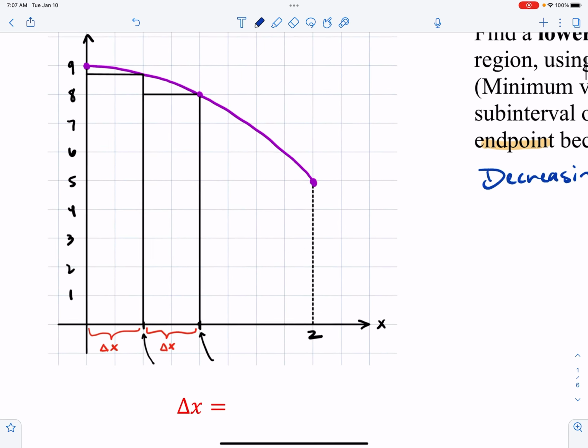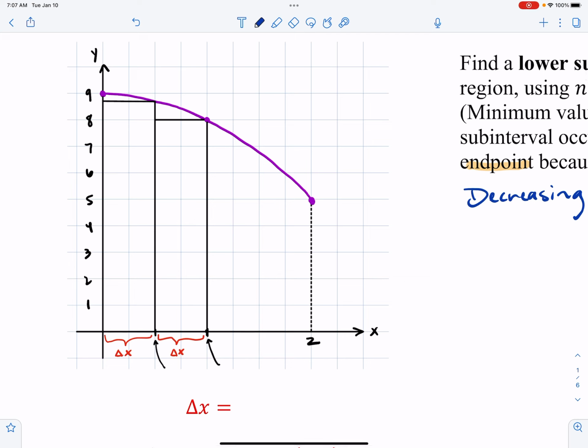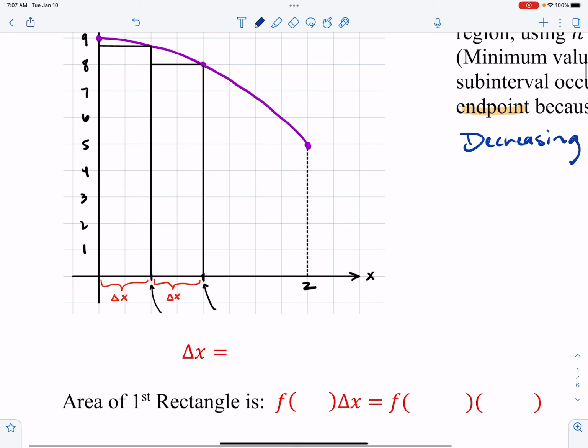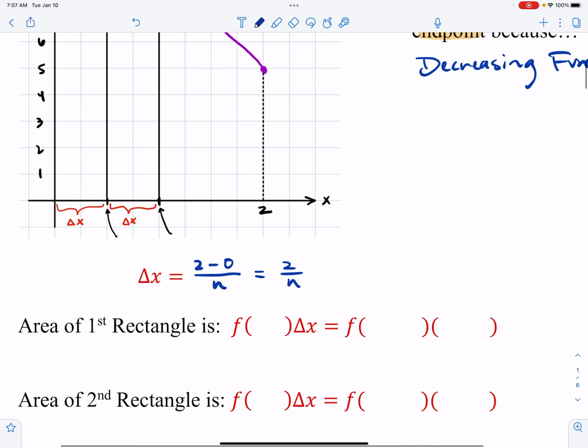Okay, so in this picture here, I have labeled our delta x's, and it's over the interval from 0 to 2. So delta x will be equal to 2 minus 0 divided by n, the number of rectangles that we want to use. And we want to use n rectangles in this case. So that would simplify to be 2 over n. So delta x is equal to 2 over n.